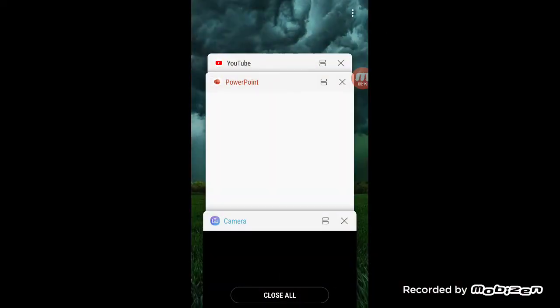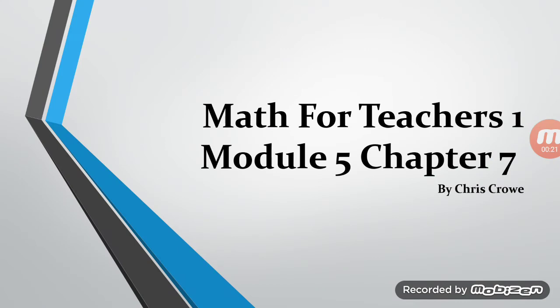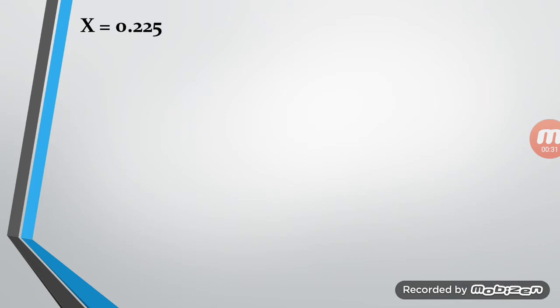If you'll take a look at my PowerPoint, as you can see here, Module 5, Chapter 7, and moving on to our first question, you're going to be presented with a number. Now we're going to put this x equals the number. In this case, it's 0.225. Now, our goal is to change this number into a fraction in its simplest form.